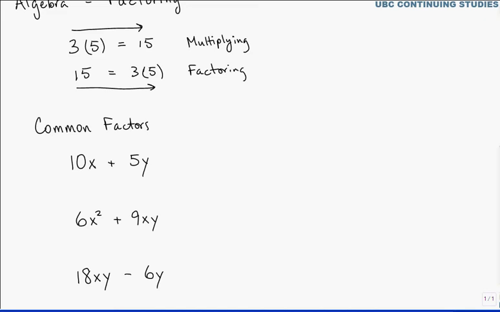Now, you're already familiar with common factors from integers. It's not really that much different with algebraic expressions. You still actually need to find the common factor of the two coefficients, which is really just an integer question. So 10x, 5y, what do we have in common there? The 10 and the 5, let's focus on the coefficients first.